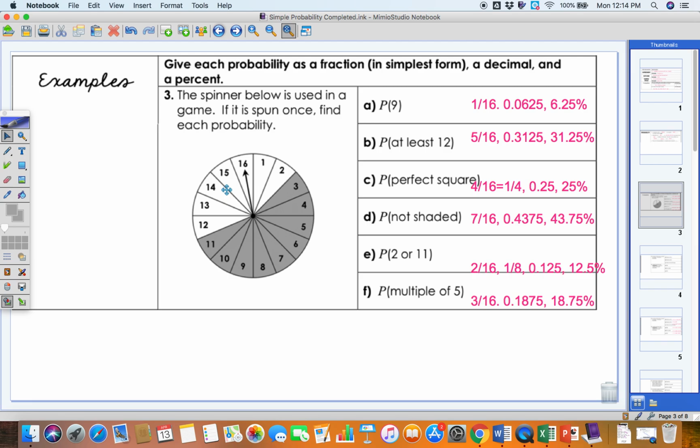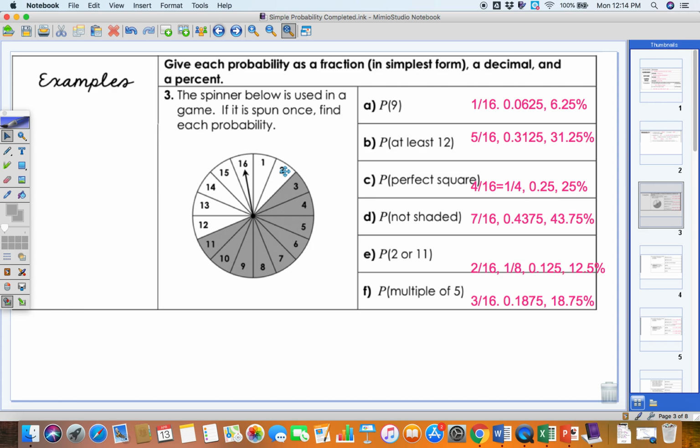D is the probability that it is not shaded, which would be 12 to 2, so 1, 2, 3, 4, 5, 6, 7 possible sections that are not shaded out of 16 total sections, for 0.4375, or 43.75%.